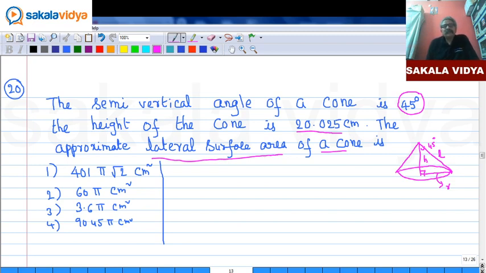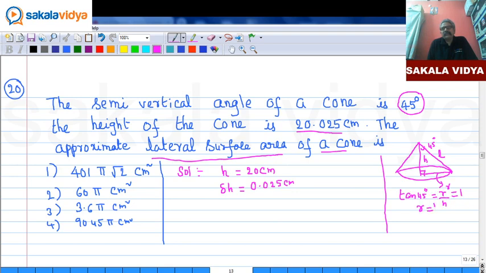Okay. So, here solution, take height h is equal to 20 centimeters, you take error delta h is equal to 0.025 centimeter, because exactly you take it that 20 centimeters. Now, here relation is tan 45, you find in this figure, right angle triangle, tan 45 is equal to r by h, tan 45 is 1, here r is equal to h.